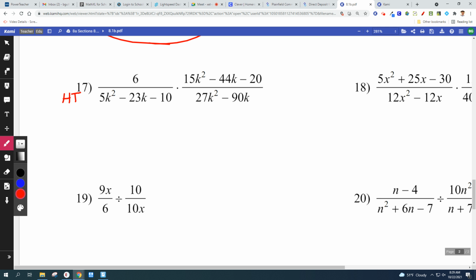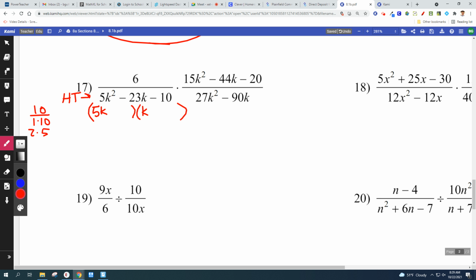Hard trinomial. And so with a hard trinomial, you're like, well, where did that 5k squared come from? It would have come from 5k times k. And so if I'm going to factor this, it's not as easy as the easy trinomial. It's a little bit harder. We have to think about numbers that multiply to 10. Just write it down, okay? Write it down. Make sure you can figure this out, all right?